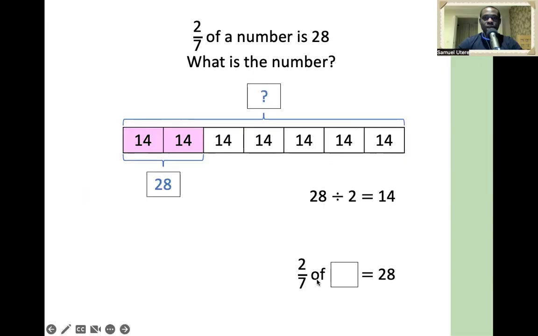Okay, we can now find the whole lot, which is the number represented here in this box. So that will be 14 times the number of parts, which is 7. So our number is 98.